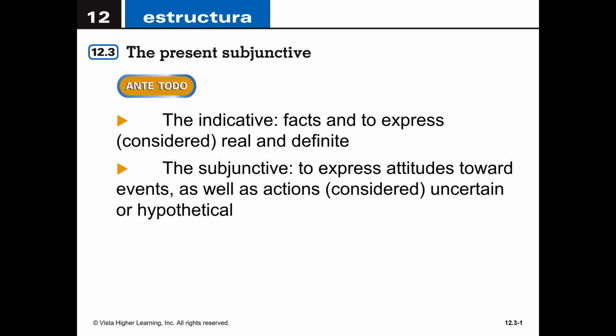The subjunctive is used to express how somebody feels toward an event, and it's also used to express actions that the speaker considers to be doubtful, uncertain, or hypothetical. And this is all going to become more clear as I go on to explain, but I just wanted to make sure that you knew that there is a difference between the indicative tenses and the subjunctive tenses.